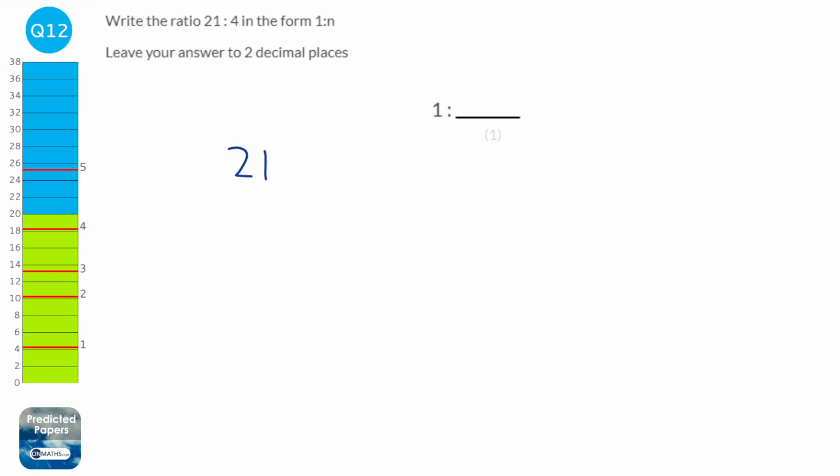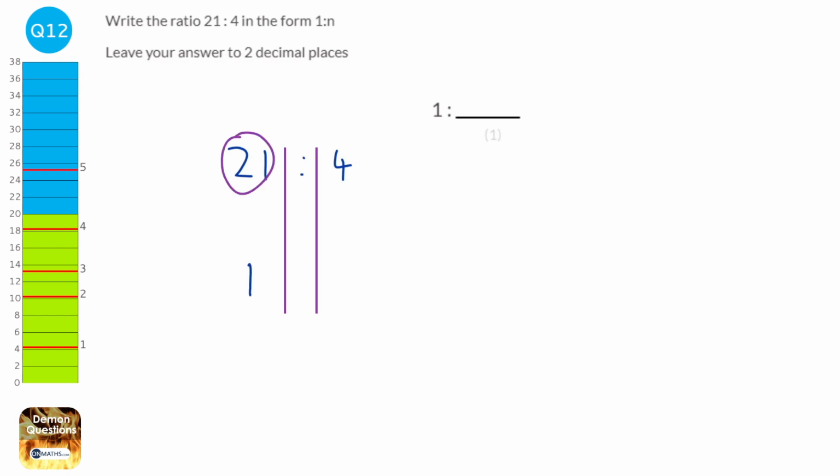So we're given 21 to 4 is the ratio. We're just going to have our lines in, because what we need to do is make the left hand side be 1. And to do that, for 21 I need to divide it by itself, divide it by 21, and we're going to do the same to the right hand side.